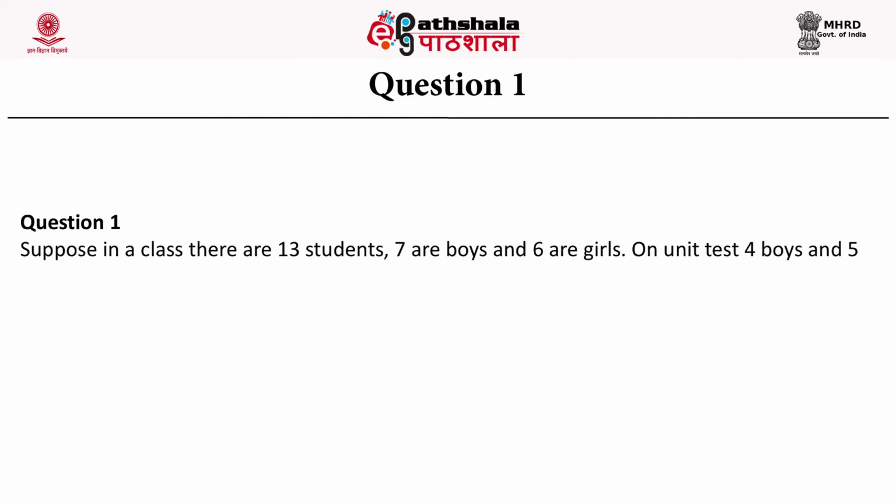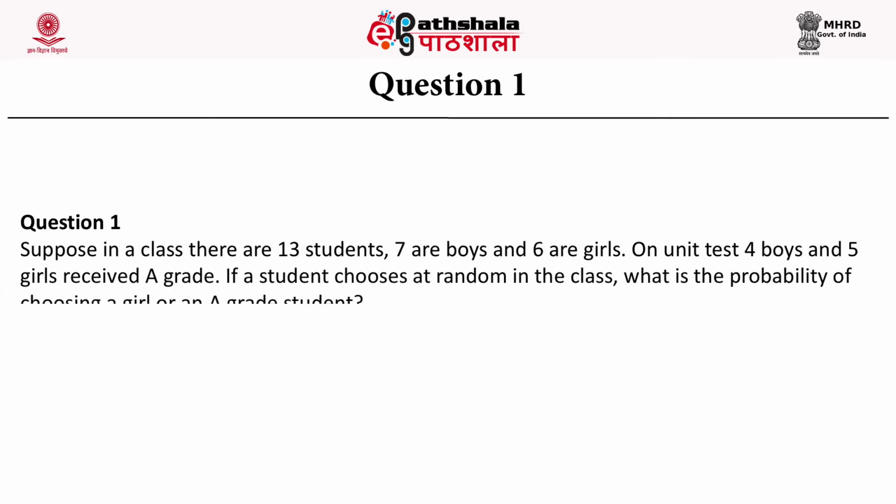Now, let us discuss this concept through a question. Suppose in a class there are 13 students, 7 are boys and 6 are girls. On a unit test, 4 boys and 5 girls receive an A grade. If a student is chosen at random in the class, what is the probability of choosing a girl or an A grade student?